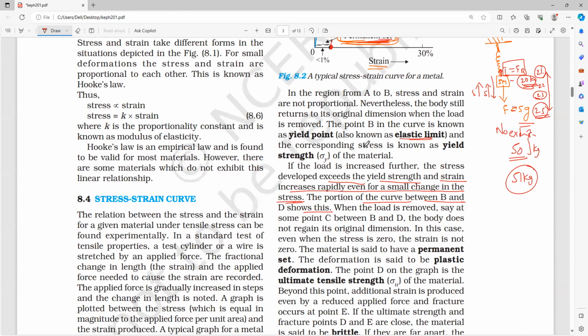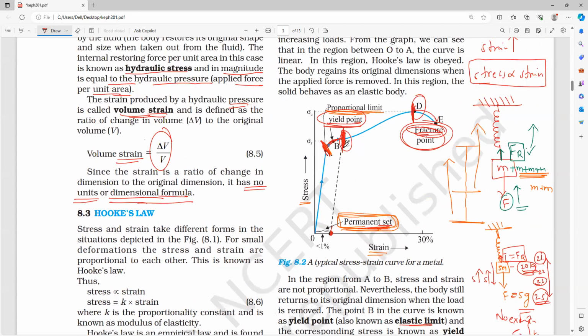But if I release it, what will happen, everyone? The material will never deform back into the original position. It reaches a permanent set. The material is said to have a permanent set. So further, if you remove the mass also, it will never go back to the original position. So like that, I keep on increasing mass up to a certain point D.